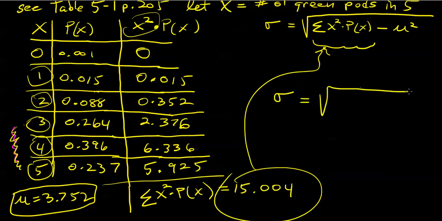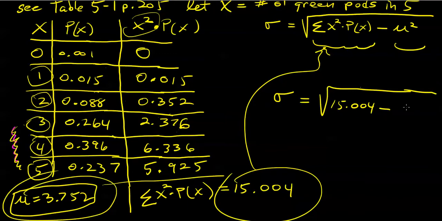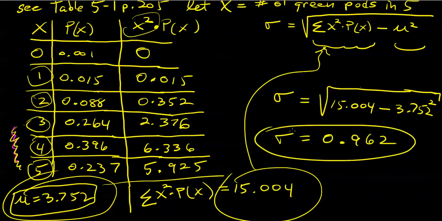So sigma is the square root of 15.004 minus the previously computed mean. Now remember, that was 3.752, squared. And if I punch this out in my calculator, according to my order of operations, I get 0.962. Voila. That is your standard deviation calculation from a probability distribution.